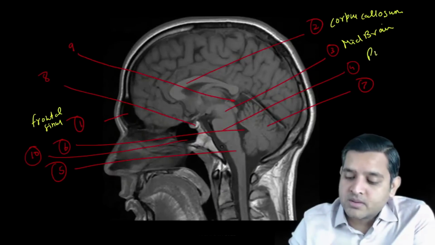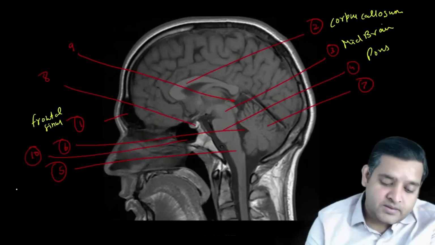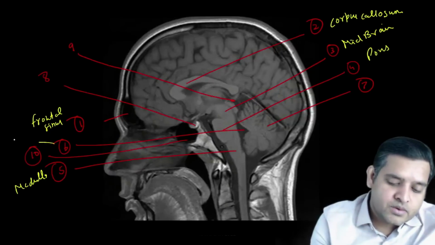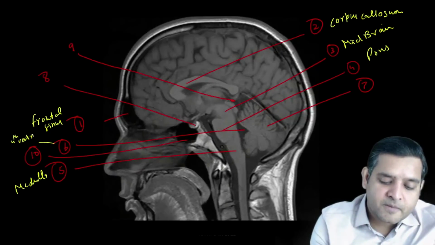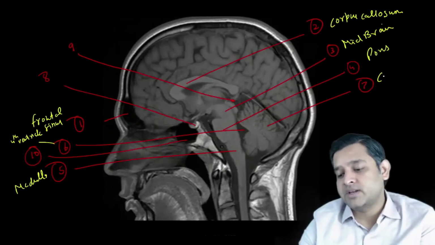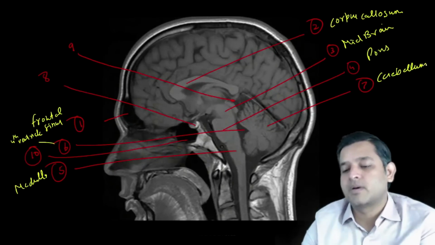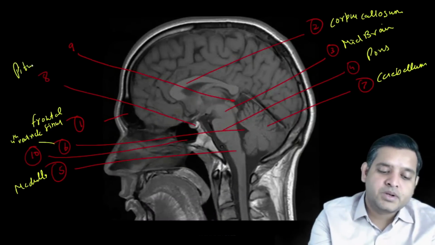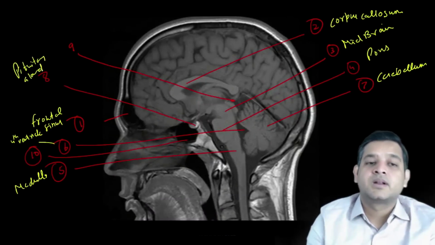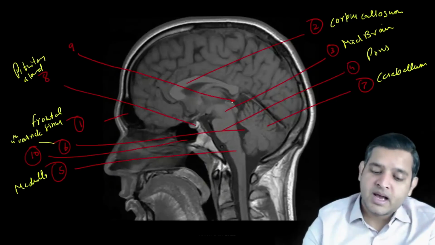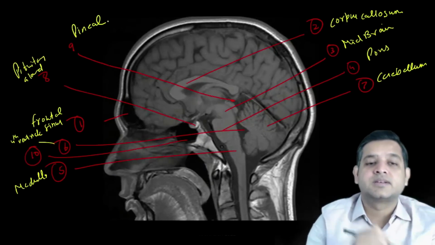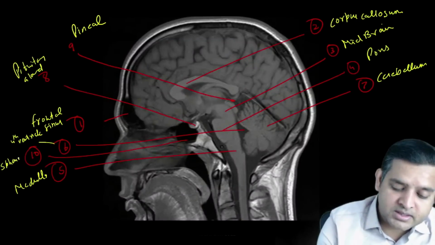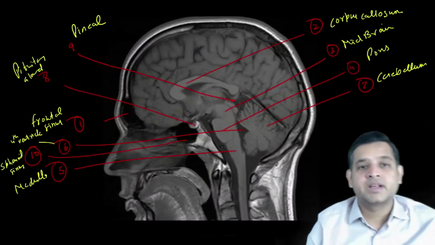Number 4 is pons. Number 5 is medulla. Number 6 is fourth ventricle. Number 7 is cerebellum. Number 8 is pituitary gland. Number 9 is pineal gland. And number 10 is sphenoid sinus.